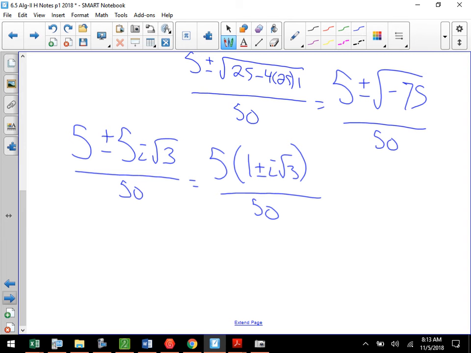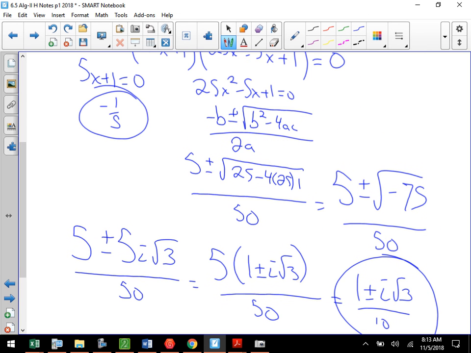Because within the numerator, you can factor out the GCF of 5. Okay? Because now what's 5 over 50? 1 over 10. So this would simplify out to being 1 plus or minus i root 3 over 10. There's 2 zeros. There's another one. It was a third degree polynomial. So it should have 3 zeros. Just so happened one was real, the other 2 were imaginary. Okay? That's where that comes into play. That also means that the graph of this probably doing that.